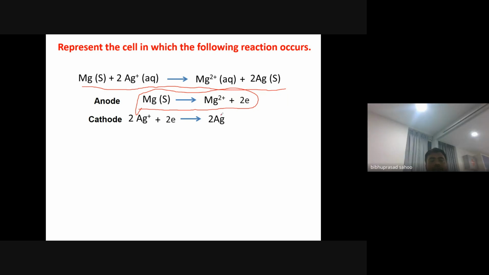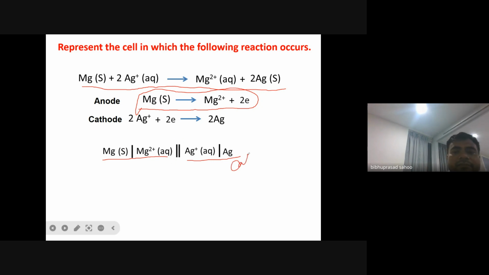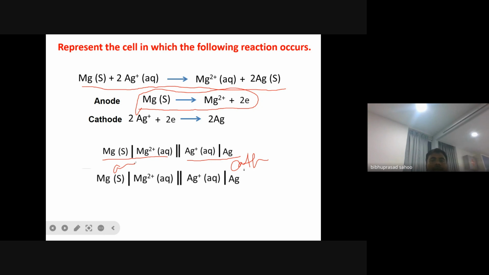What is the number of electrons involved in the redox reaction? 2 electrons. What is the representation of the cell? Silver becomes cathode, magnesium becomes anode. This is the salt bridge. So this is your cathode, this is your anode. See here, this is the more detailed equation.